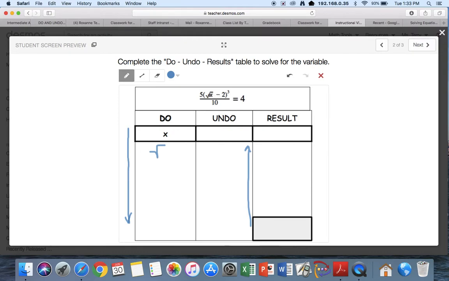Well, I still have to work inside my parentheses because remember, we're doing PEMDAS. If you want to write that over here: parentheses, exponents, and then multiplication and division, which go hand in hand, and then addition and subtraction. So I'm going to work inside my parentheses, and then do the exponent, which is a square root inside. The next thing I would do inside the parentheses would be to subtract 2. So I'm going to write that, subtract 2.